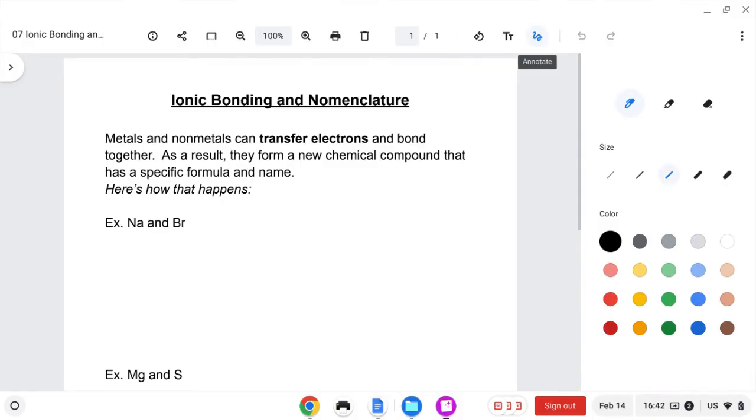Today we're going to start to talk about bonding and nomenclature. Now we're going to do this in two parts. So we're going to look at ionic bonding and nomenclature first, and then we will look at covalent.